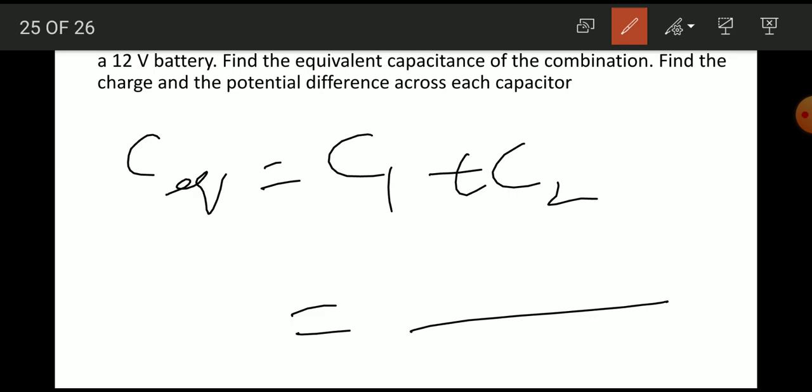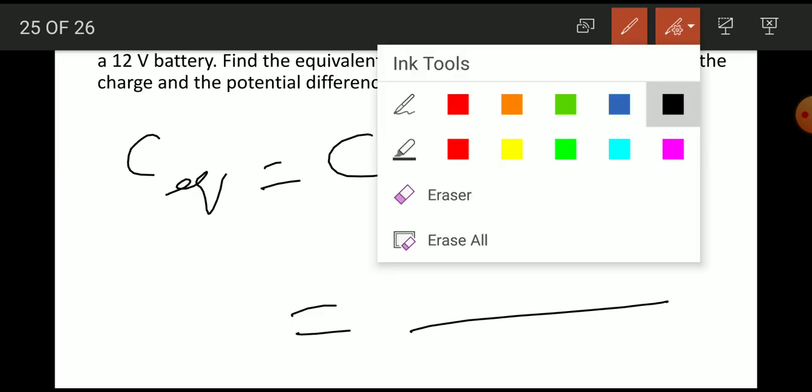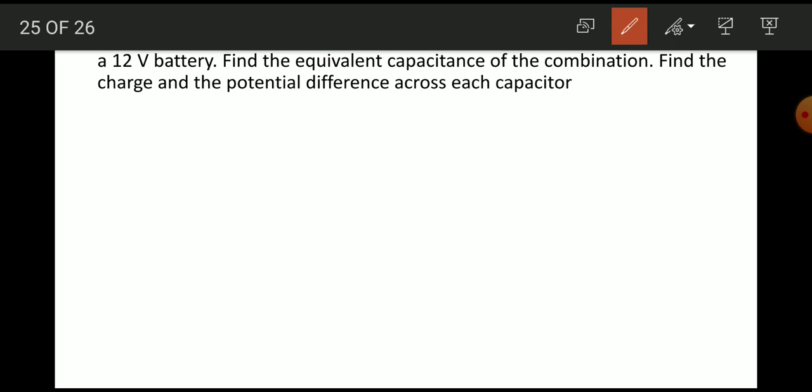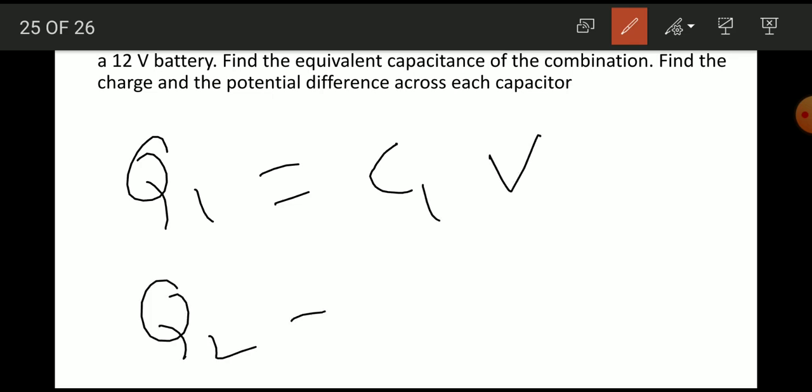And I will write the formula for the charge. Q1 is equal to C1 V and Q2 is equal to C2 V. Put the values, get the answer.